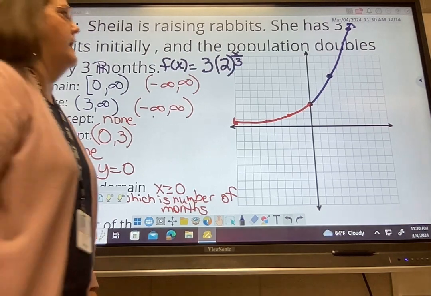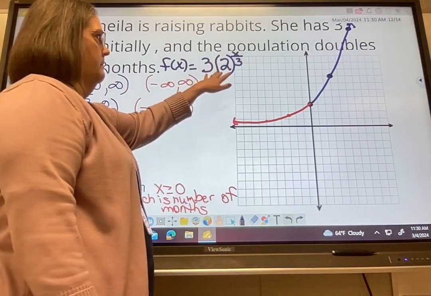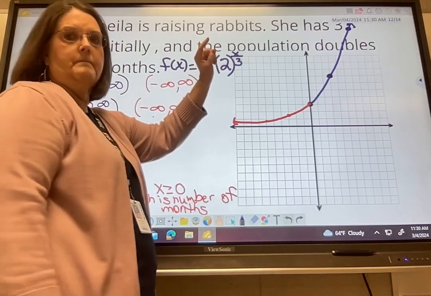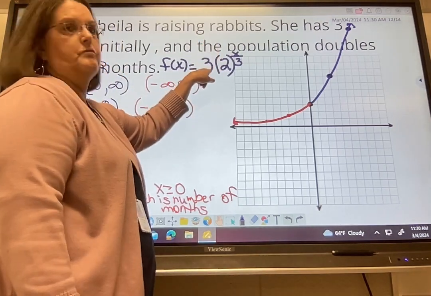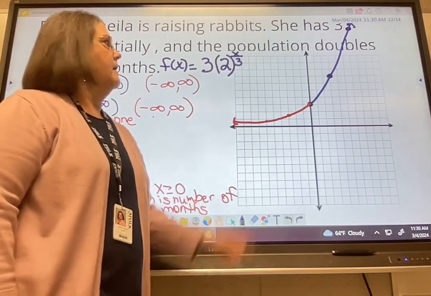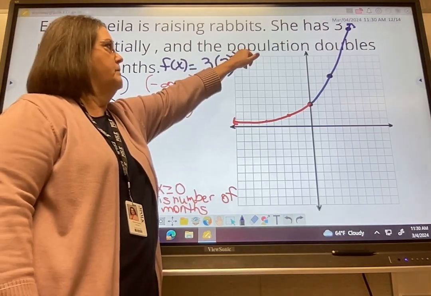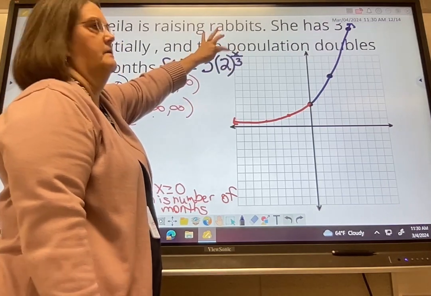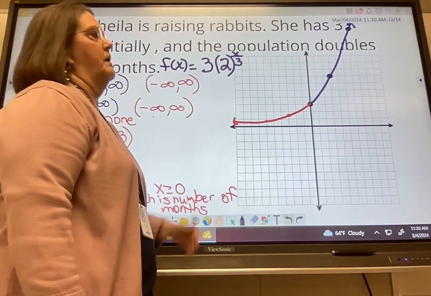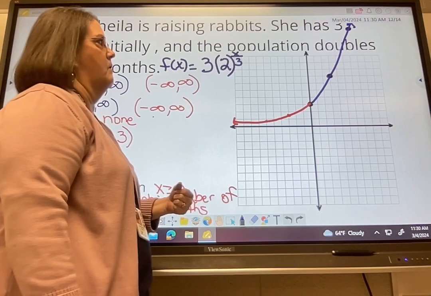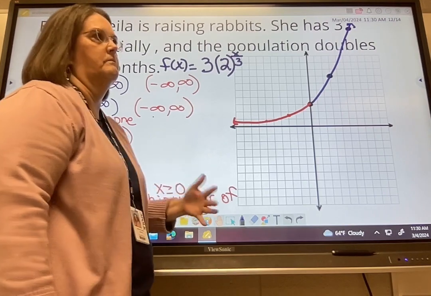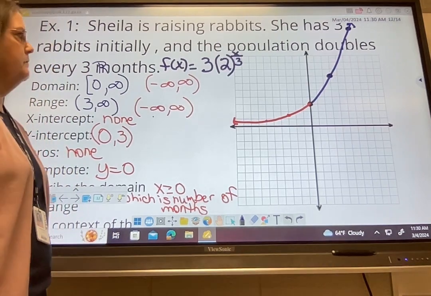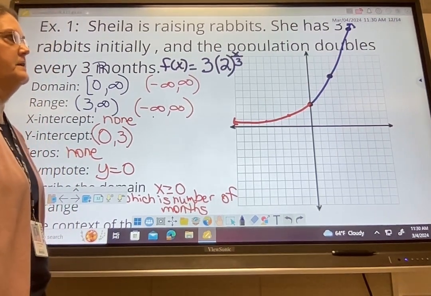Now, I wrote us out an equation. We're starting with 3 rabbits, and they are doubling every 3 months. And I wrote it as x over 3 because that way you can put your number of months in. And if you're trying to figure out how many there are in month 1, you can do it easily that way.